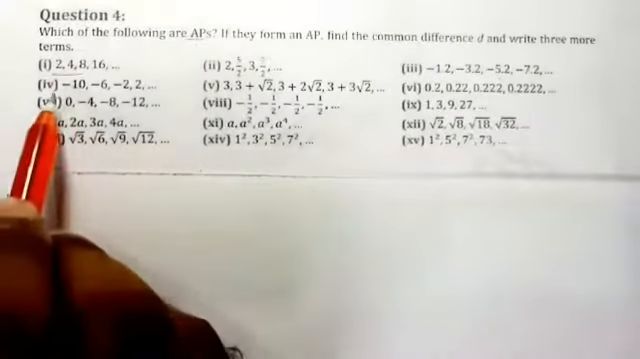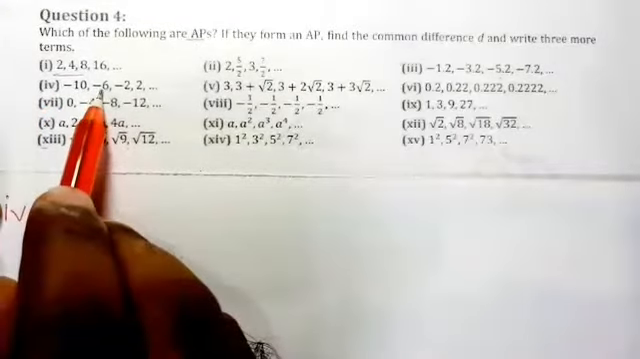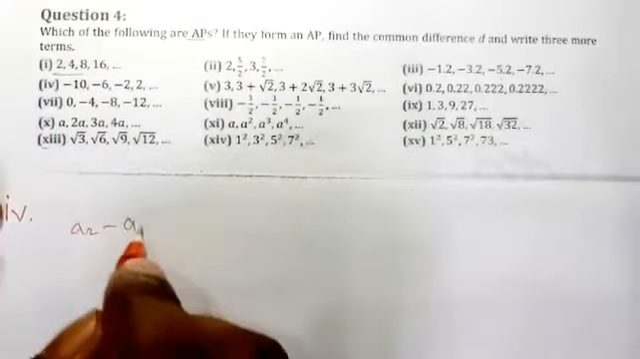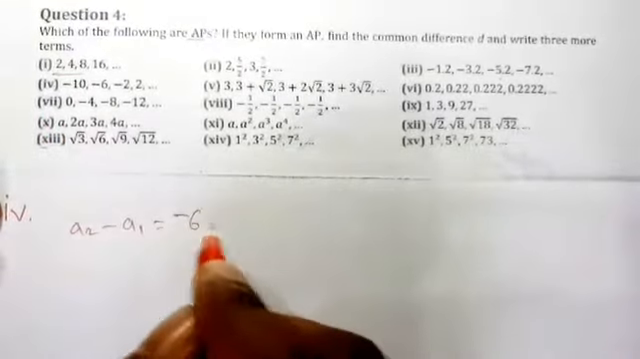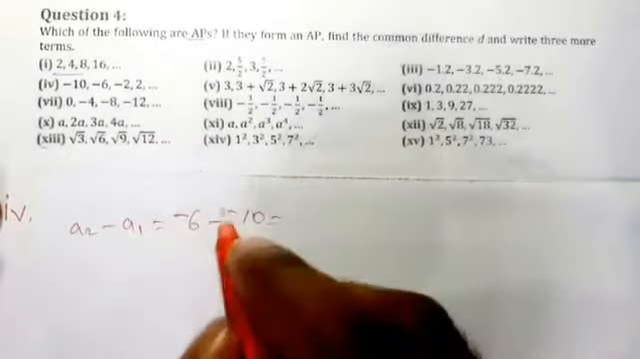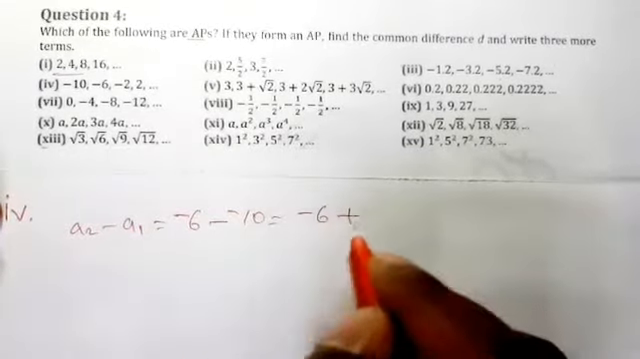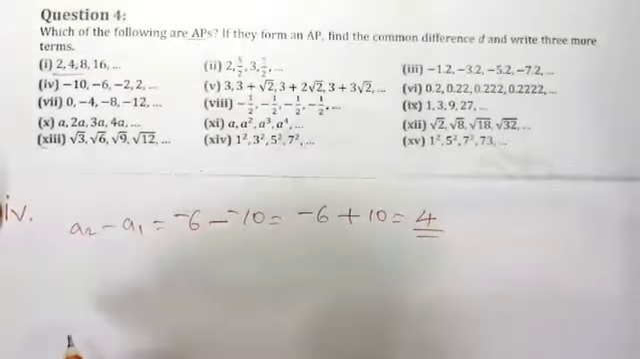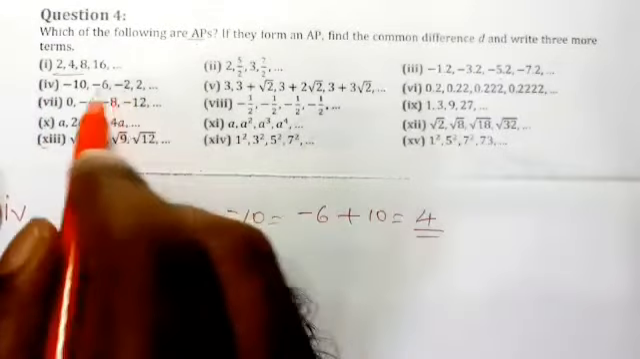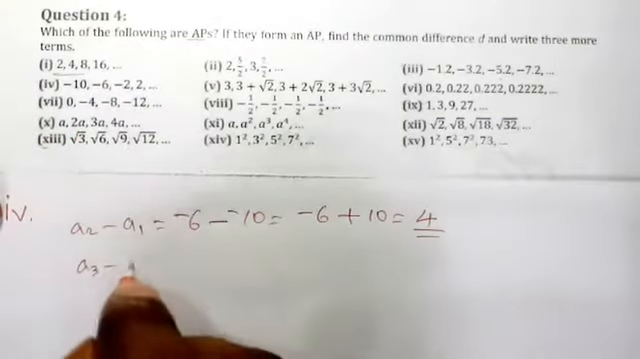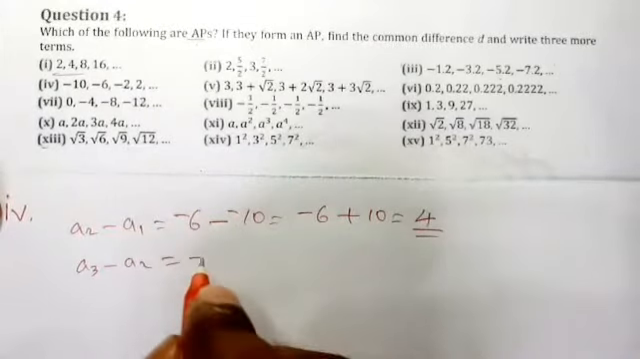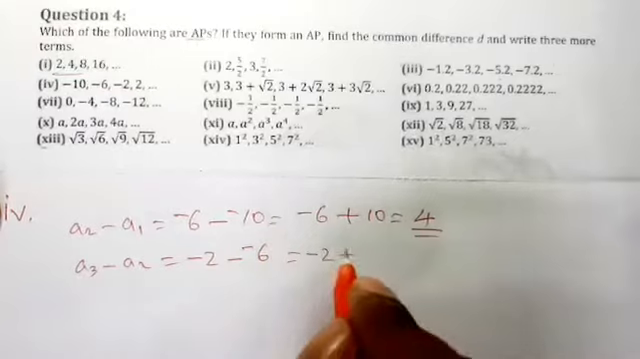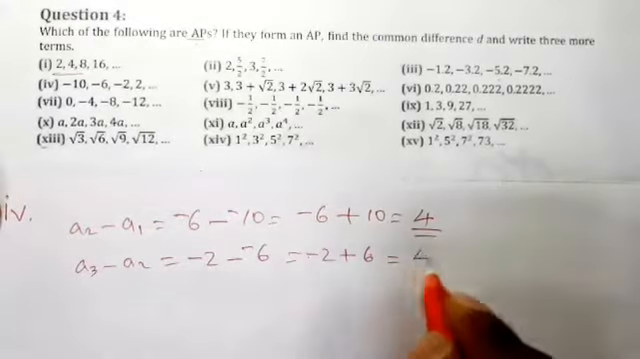Now question number 4. Fourth question. Here minus 10, minus 6. So when we find A2 minus A1, we get minus 6 minus minus 10, which is equal to, minus becomes plus, so minus 6 plus 10, which is equal to 10 minus 6, which is plus 4. The bigger number's symbol. Similarly, minus 2 minus 6, that also we can check. A3 minus A2, which is equal to minus 2 minus 6. Here the minus becomes plus. Minus 2 plus 6. 6 minus 2 is equal to 4.